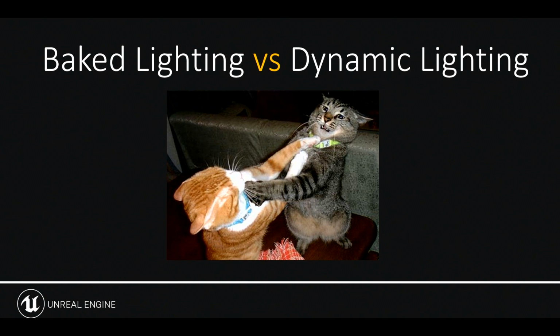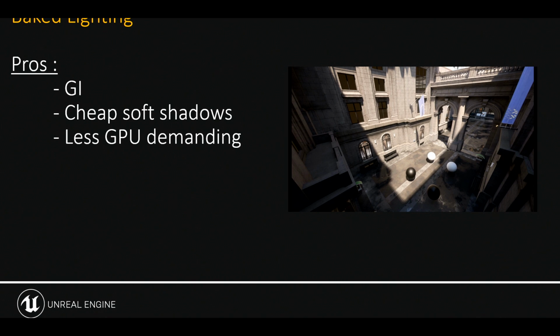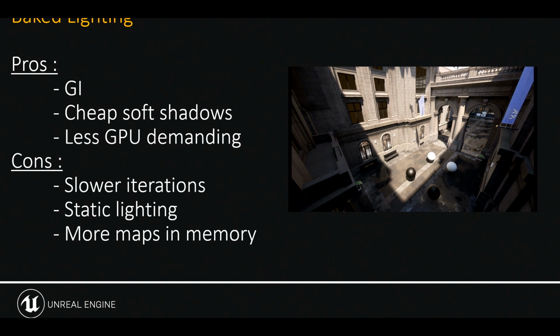Okay, what is the difference and what are the advantages of baked lighting versus dynamic lighting? Of course, with baked lighting you have GI and cheap shadows. They're actually not even evaluated because they are baked, and it's globally less GPU demanding. The cons is, of course, slower iteration: every time you change something, you need to rebake. It's static, which means nothing moves. If you spawn another asset, it would just not influence the lighting yet. And it's more demanding in memory because all the lightmaps are baked and then stored in memory.